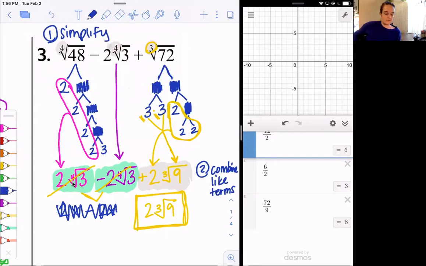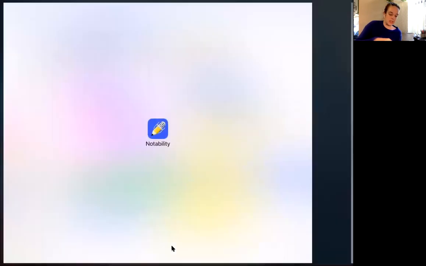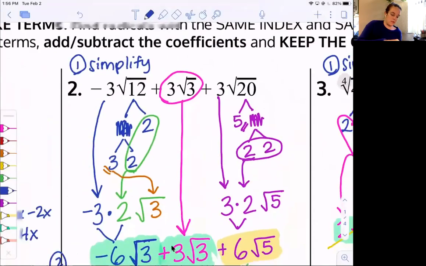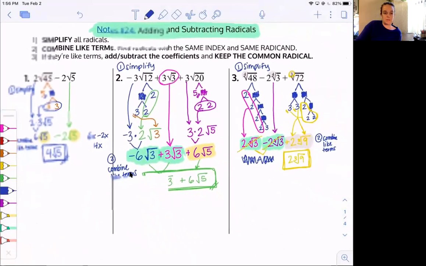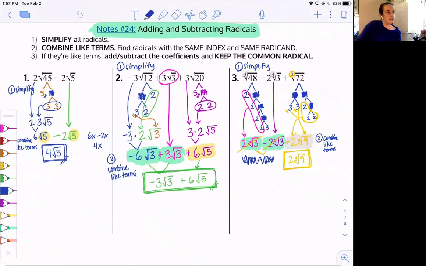Awesome. Sending merits to everyone who had a question in the chat. I appreciate you asking that question. All right, we've done 3 total examples today. How are we feeling after seeing these examples, right? The 2 steps, simplify and then combine like terms. How are we feeling at the end of our notes today?